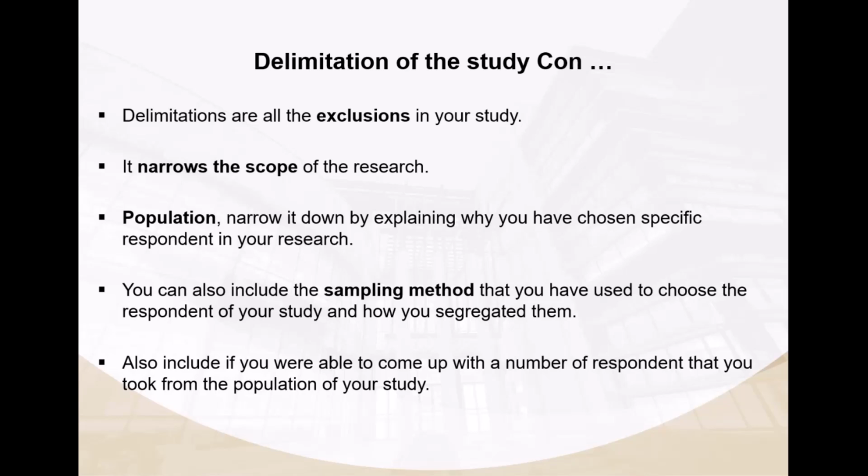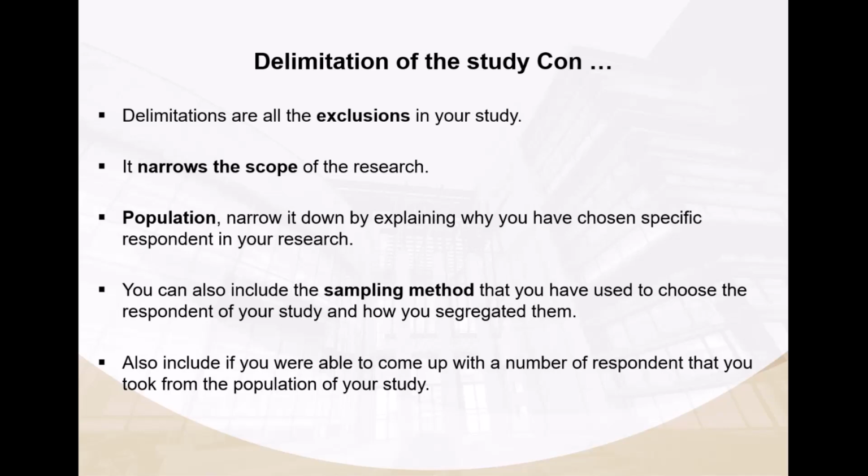Population, narrow it down by explaining why you have chosen specific respondents in your research. In delimitation also, if you say delimitations are about certain populations, you need to indicate why you have chosen that population. But most of the time, you don't put delimitation according to population. We just put, for example, the issue of methodology: maybe my study is delimited because I'm going to use one method, which is qualitative. It's one of the delimitations. You can also include the sampling method.